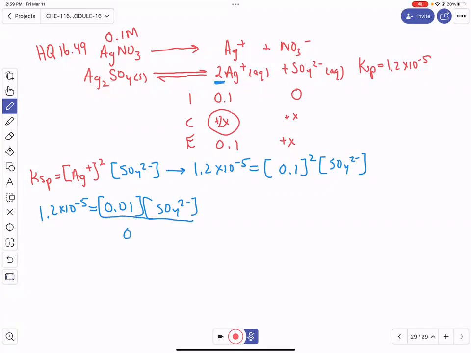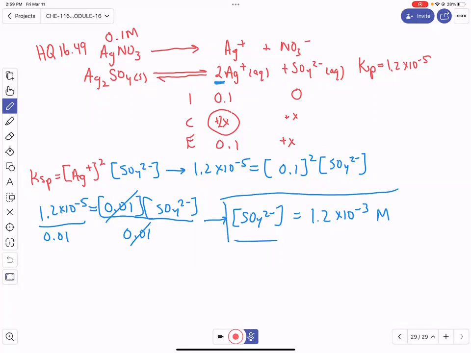Divide both sides by 0.01. That cancels out, and my concentration of sulfate ends up being 1.2 times 10 to the minus 3 molar. So that's the concentration of sulfate in solution with the common ion present.